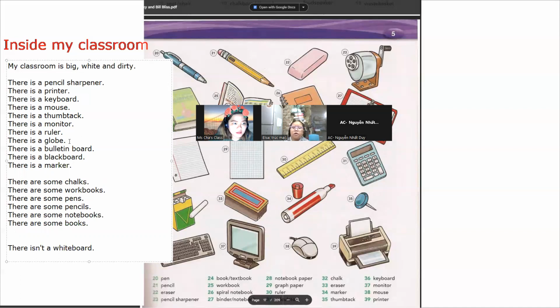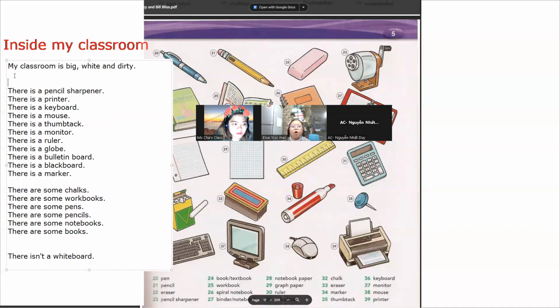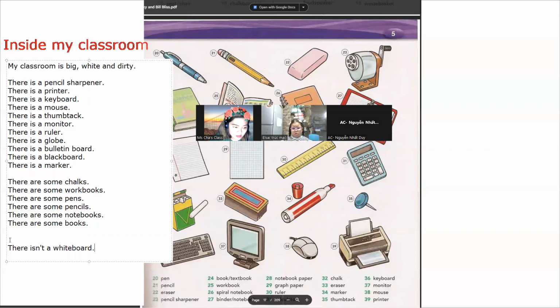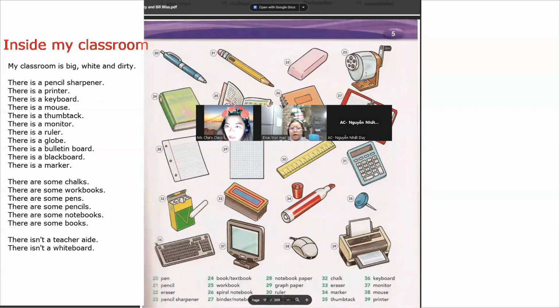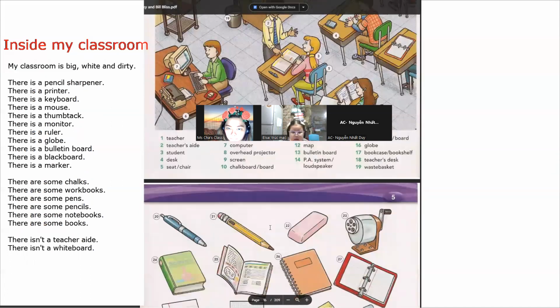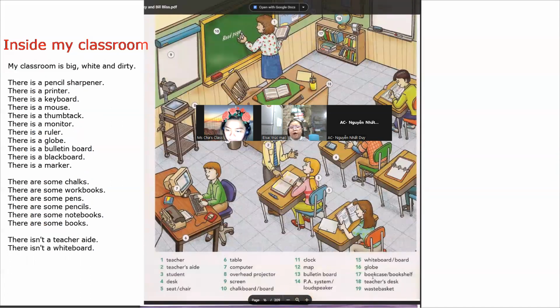Okay. No teacher aid, so there isn't. There isn't a teacher aid. There is a pencil sharpener. All right, that is our example on the first one already. So in here, there are crayons. All right, there are some crayons.